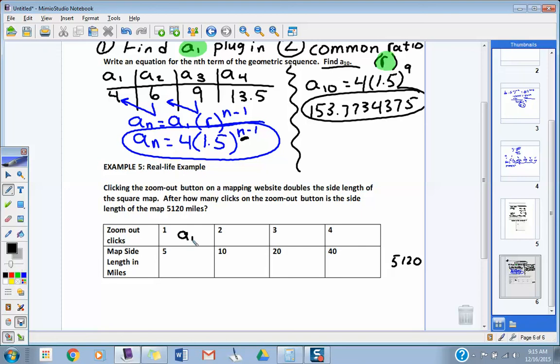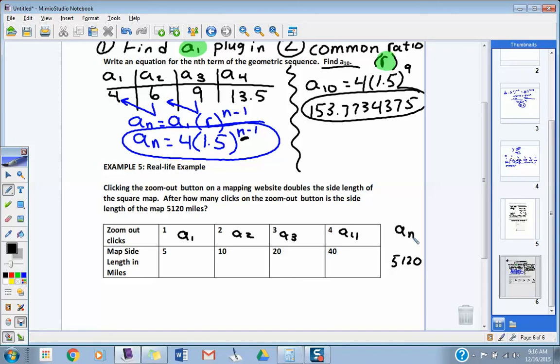Term 2 is 10. Term 3 is, okay, and so on. We keep on going. This is term 4. Well, let's use that formula right there. Let's plug in A1 and R and see if we can first of all write a formula for this table. Okay? Because here they want to know what click would get you a side of how many miles. How many miles do they want that side to be, guys? 5,120. Okay, let's type in that formula.